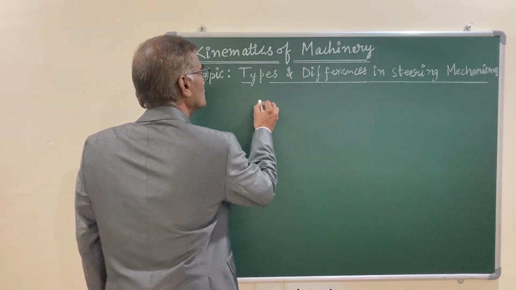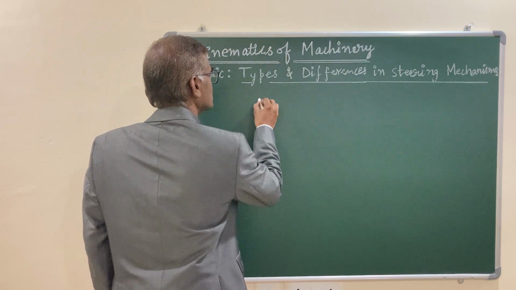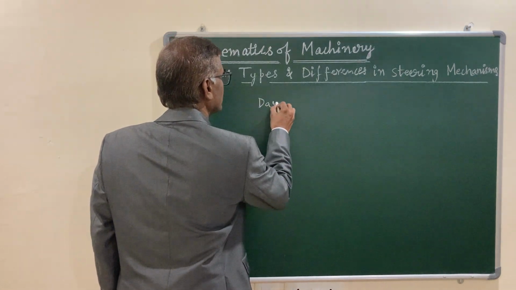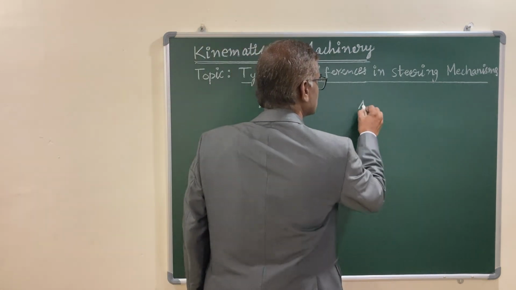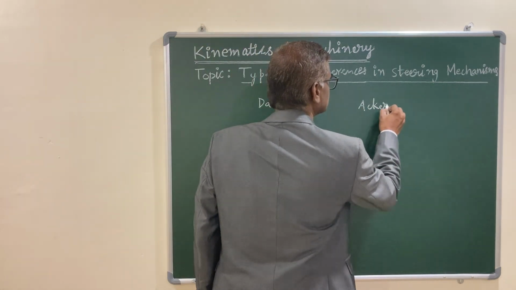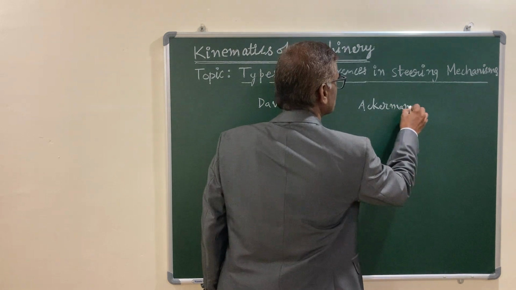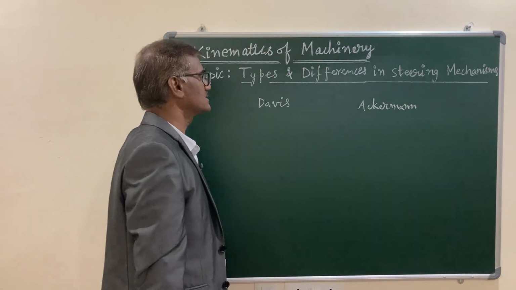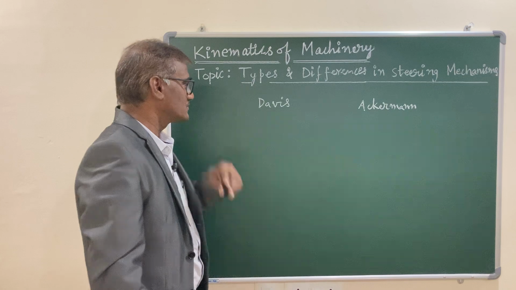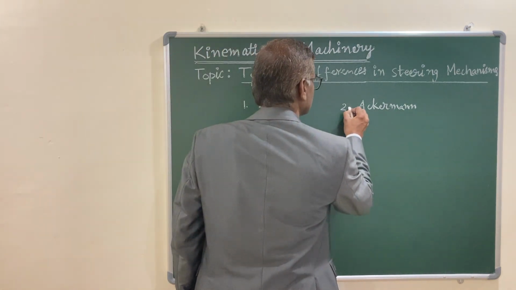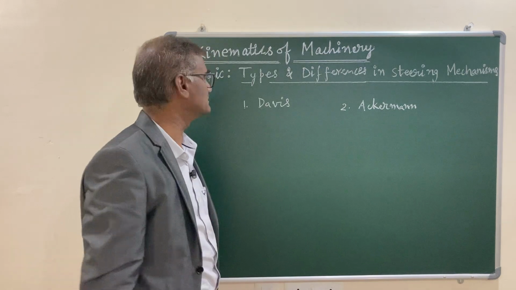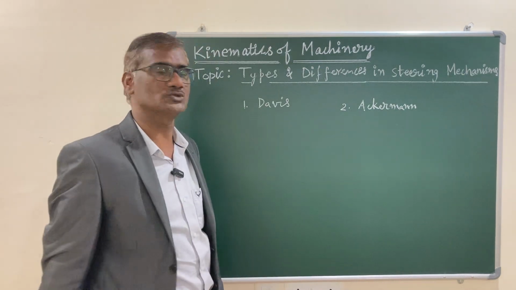You have two types of steering gear mechanisms. The first one is the Davis steering gear mechanism. The other one is the Ackermann steering gear mechanism. These are the two types of steering gear mechanisms, the first one being Davis and the second one Ackermann, and now the differences between these two.